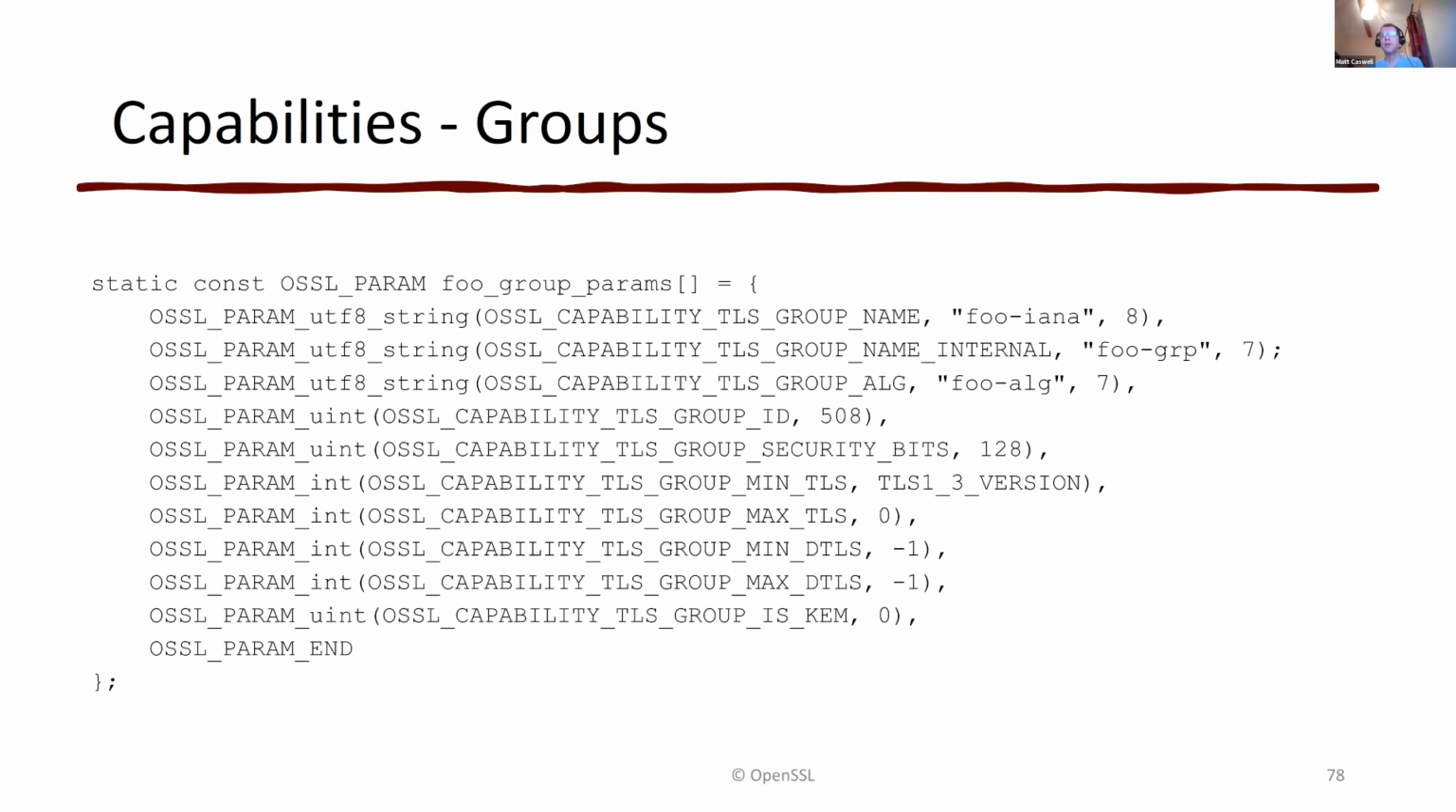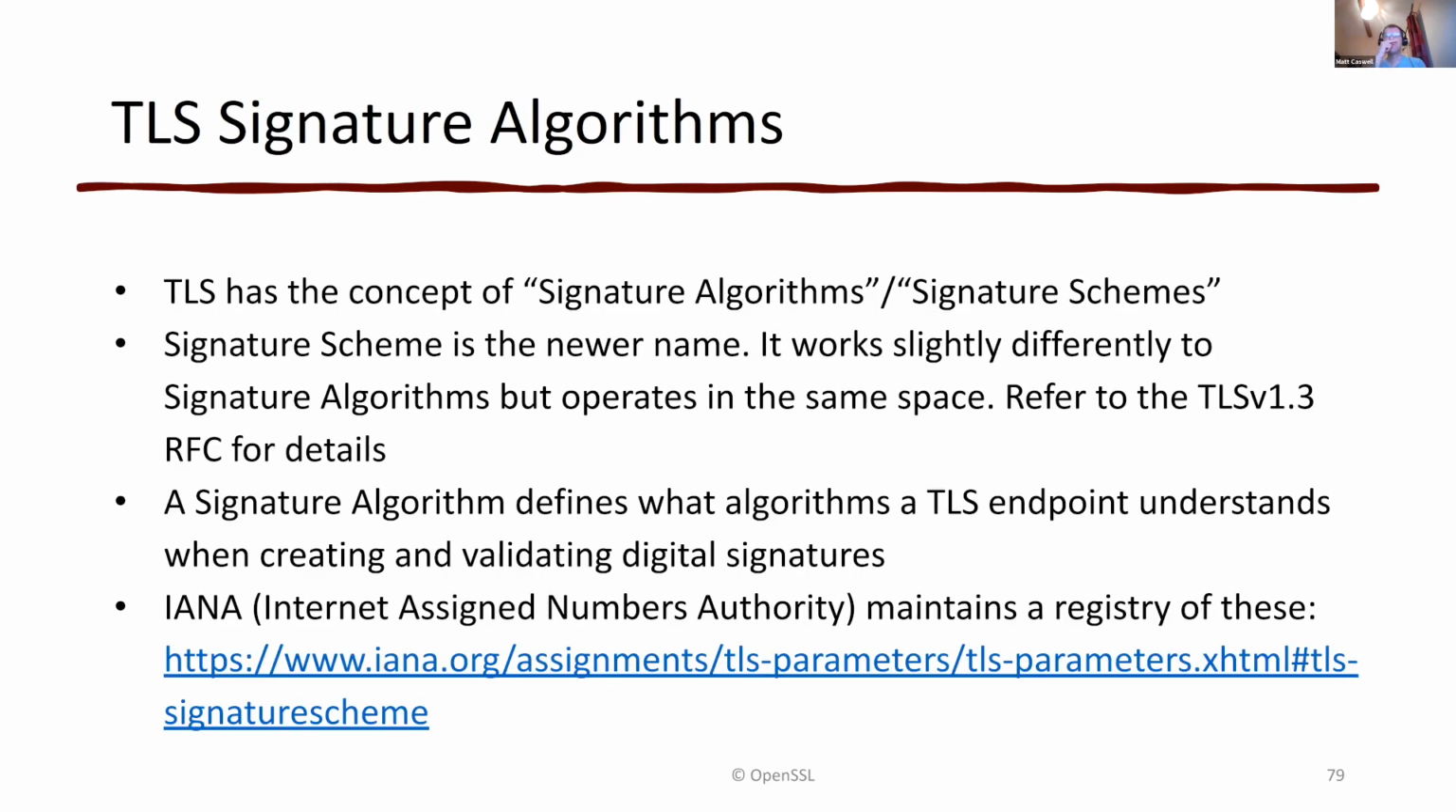It must be used in TLS version 1.3 or above, but there is no maximum defined, and it can't be used in DTLS at all. The is-kem value is 0, so this is a key exchange group. We would just set that to 1 if it was a key encapsulation group instead. So that's all you need to do for groups.